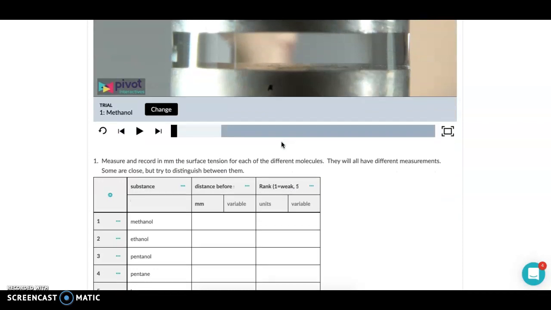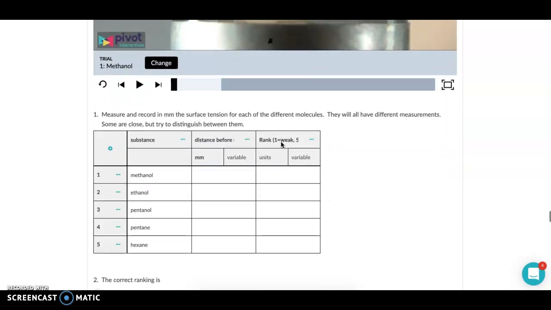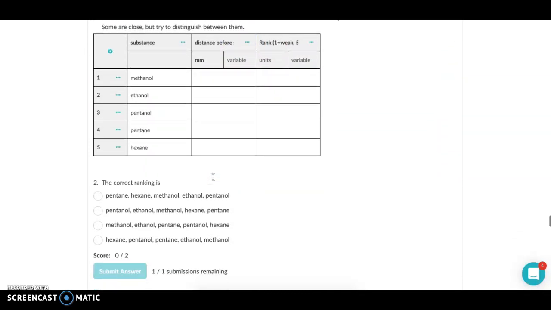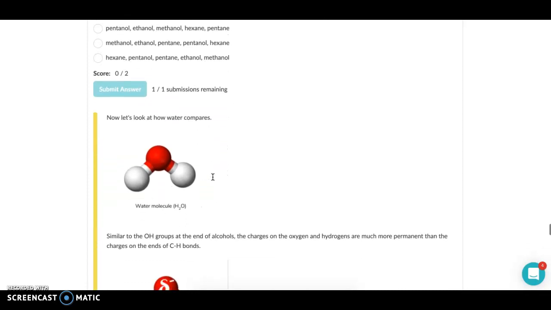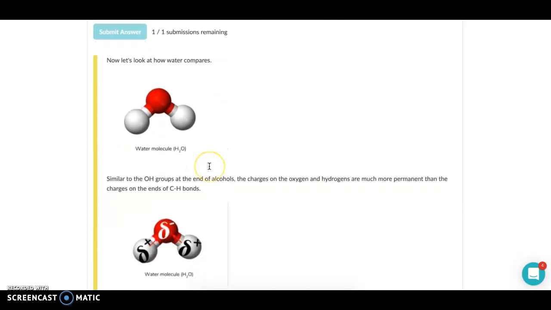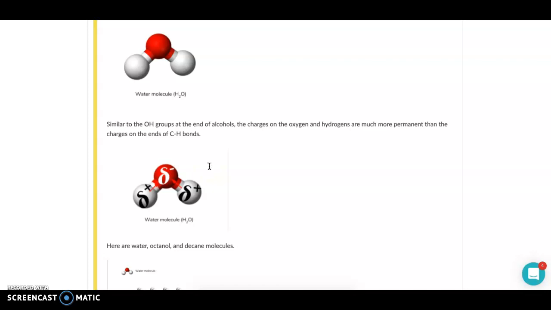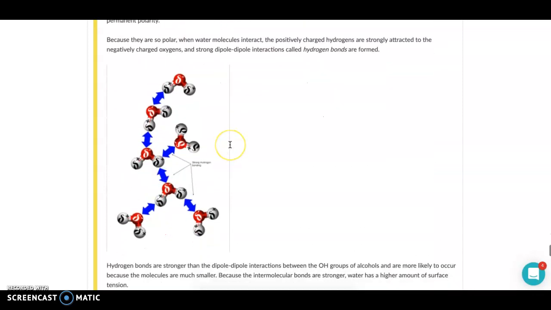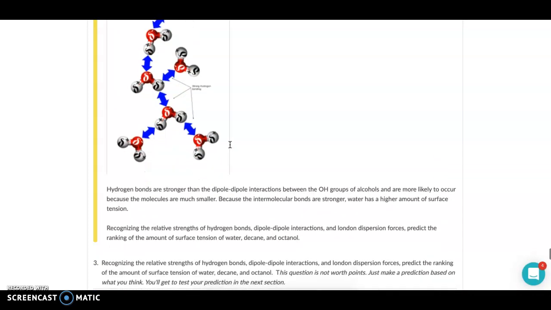Again, I know this is a little repetitive, but we're comparing the distances before it breaks and actually comparing your predictions. And now we're looking at water. And at the end here, we're adding the third intermolecular force that you need to know, which has to do with hydrogen bonding. And read this information as it talks about hydrogen bonding and the interactions of those hydrogens to the more electronegative oxygens in this case.